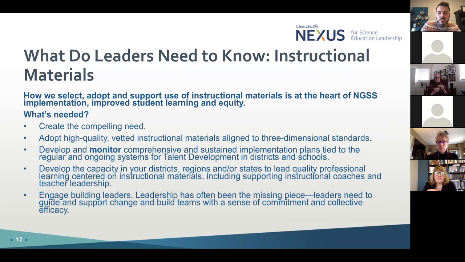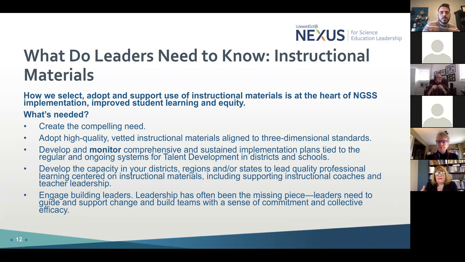And if you teach in this school versus that school, that you have kids who have as much access to the knowledge that we're trying to create as other kids. And the other areas that we need to think about with respect to instructional materials is that when we are engaging in a development or an adoption or implementation, we need to know how to develop and specifically monitor the comprehensive and sustained implementation plans, because it happens over a long period of time.